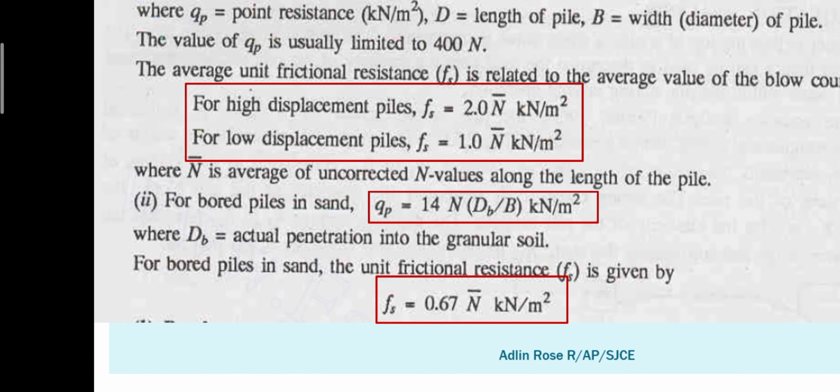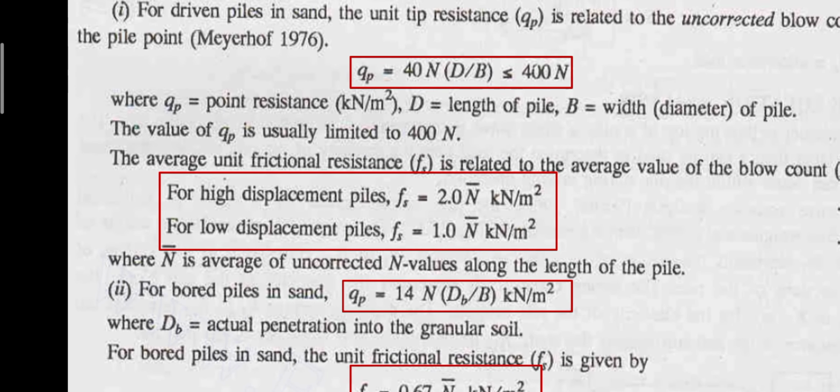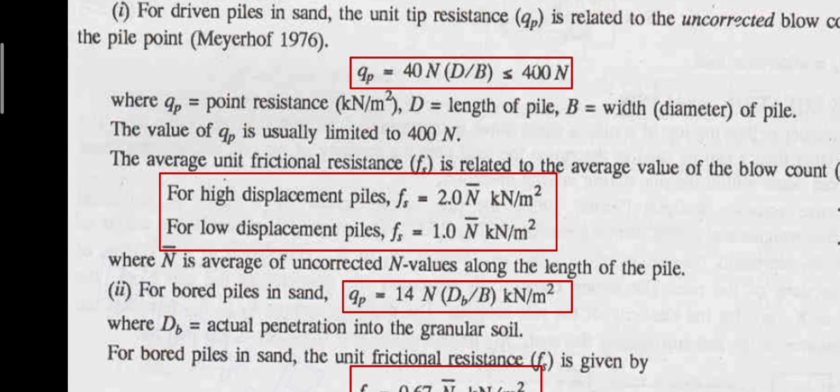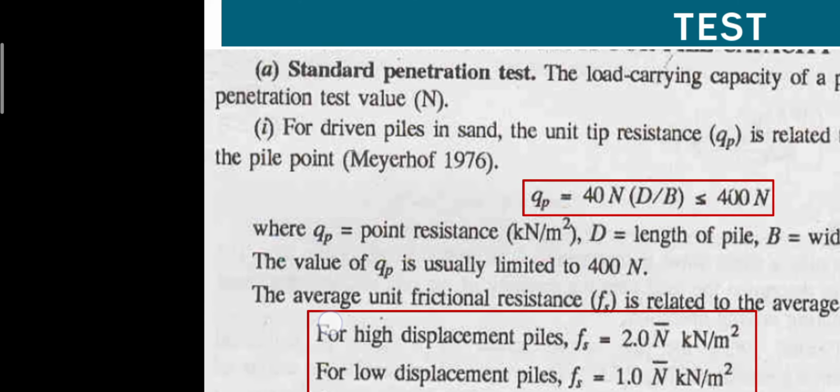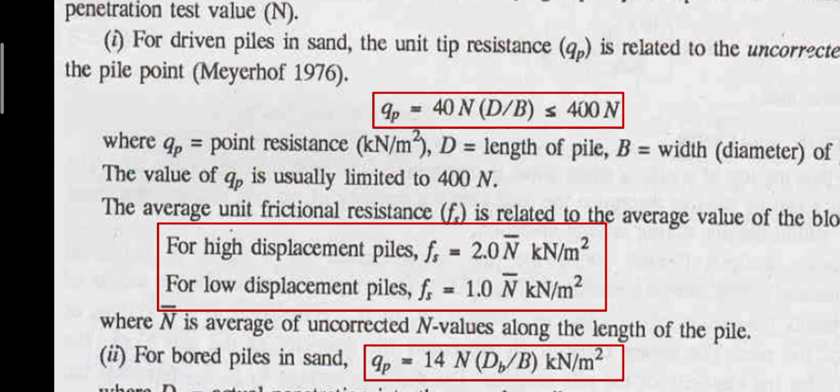Then we have fs. The static formula we use here also: qp Ap plus fs As. Now fs we have to know. If it is a driven pile, fs is going to vary based on the displacement. When you drive the pile into the soil, the nearby soil will be displaced, because whenever you are driving something into the soil, the soil nearby will move.